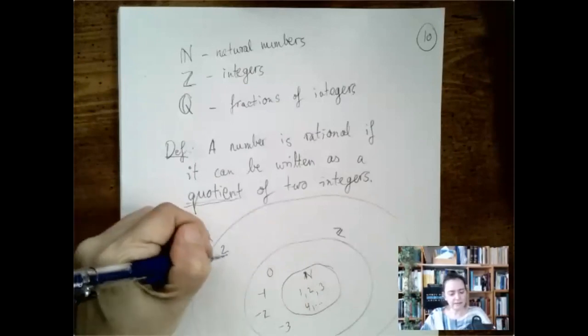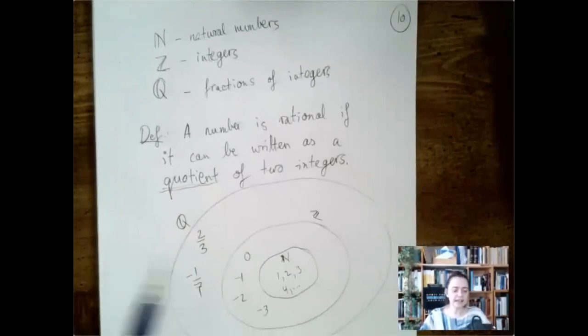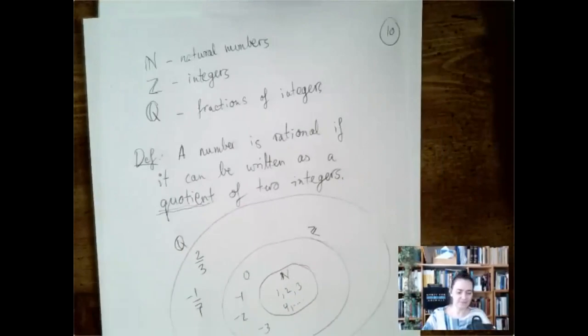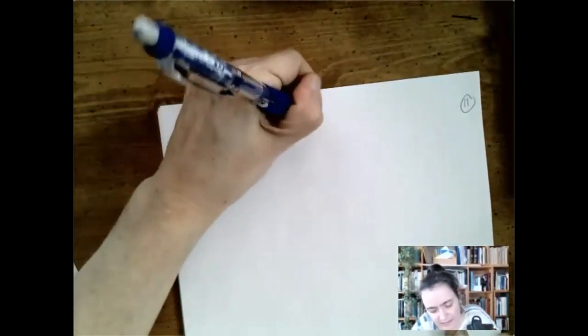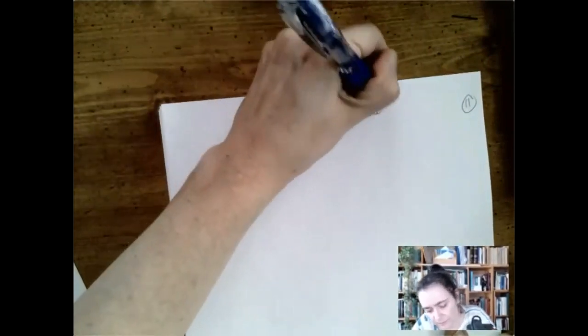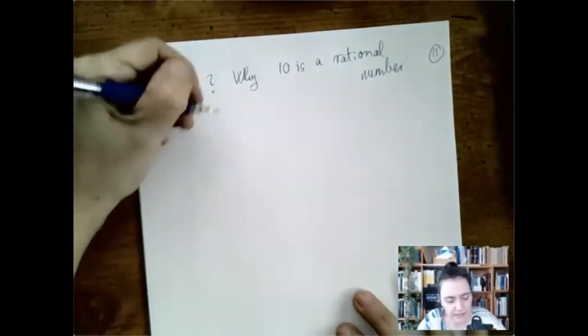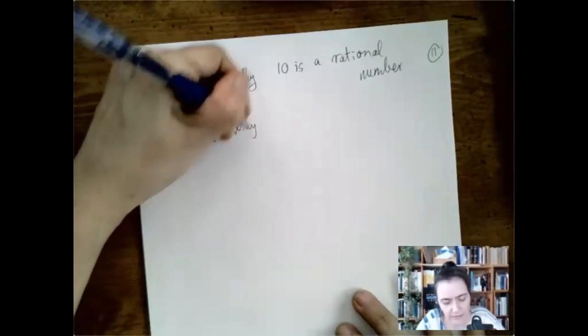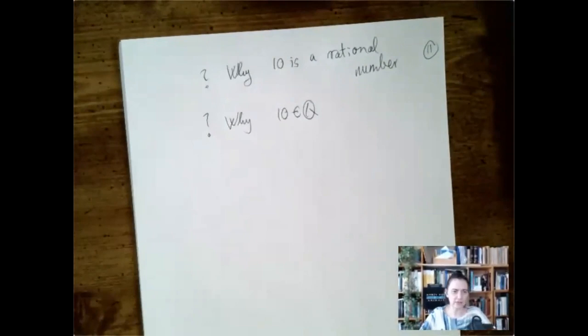So it looks like the rational numbers is a set containing everything before, but that's not the justification. We should see why we could say that 10 is a rational number, which I'm going to, you see this is a lot of writing, so I'm going to use notation. 10 is an element of the set of all rational numbers. This is how we really quickly say it's a rational number.